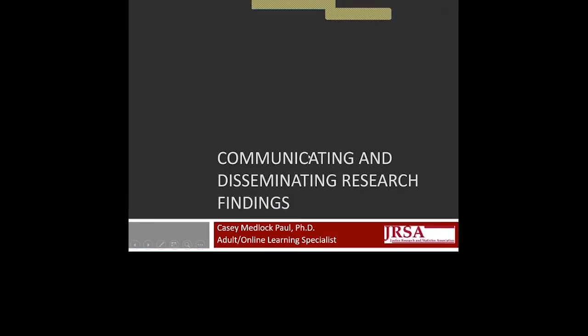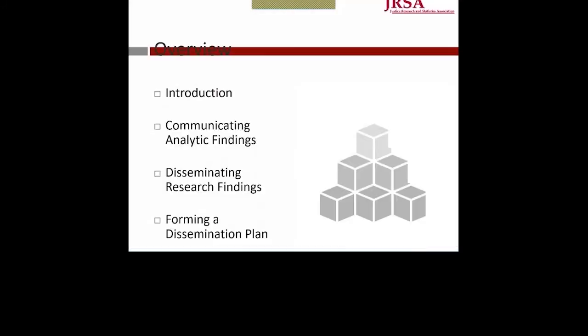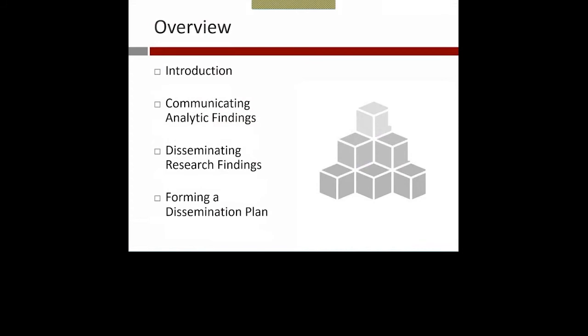Hi everyone, I'm excited to be here today and to tell you about communicating and disseminating research findings. So let's go ahead and get started. To start with, I wanted to give just a brief overview of what I'm going to be talking about. I'm going to give a brief introduction to talk about why communicating and disseminating research is important, and then I'm going to go through steps of how you can figure out the message you want to communicate and then ways to disseminate that message. And I'm actually also going to walk you through how you can form a dissemination plan for your organization so that you can get started with all of this today.